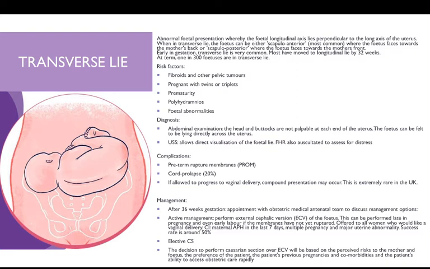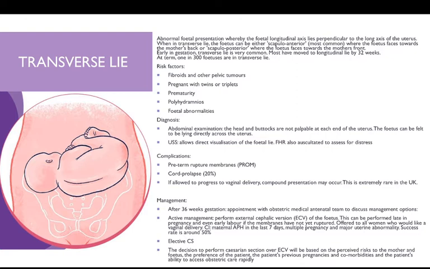Okay, so how it's managed. Nothing's really done until after 36 weeks because there's still a chance that the fetus might move to a longitudinal lie. But at around 36 weeks, an appointment is made with the obstetric medical antenatal team to discuss what to do. There are different options available. One of them is to perform external cephalic version of the fetus, and this is basically where you manually try to manipulate the fetus to turn, by pressing on the abdomen.